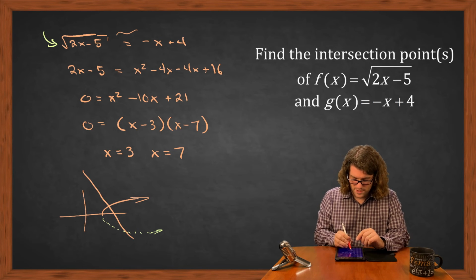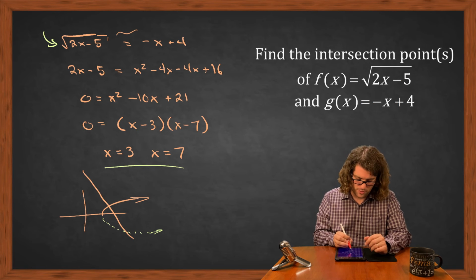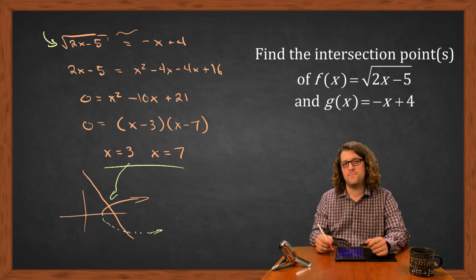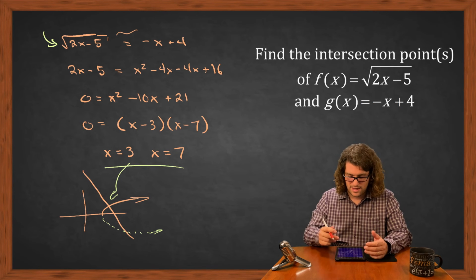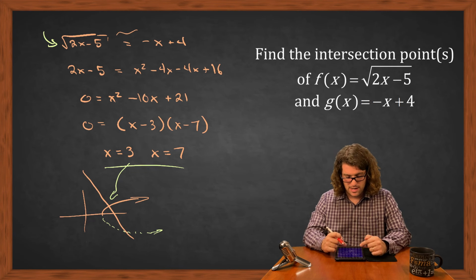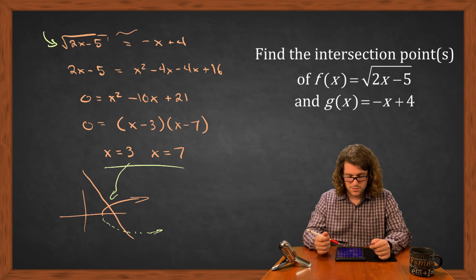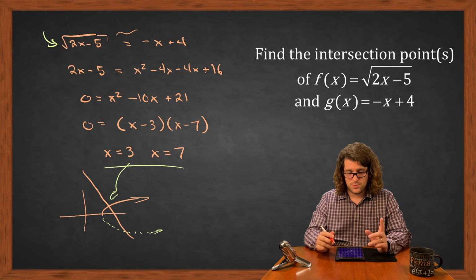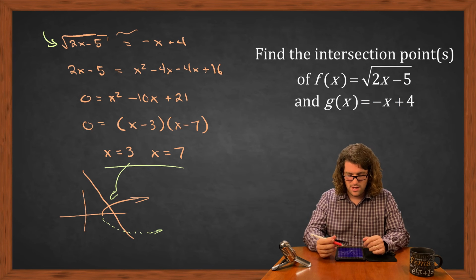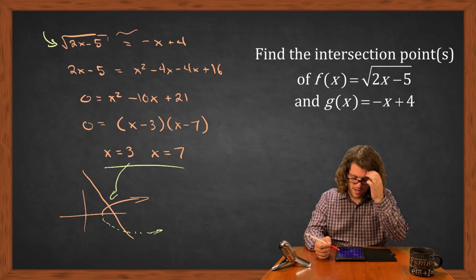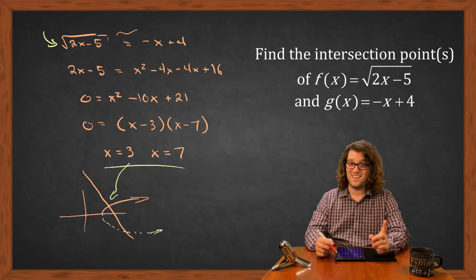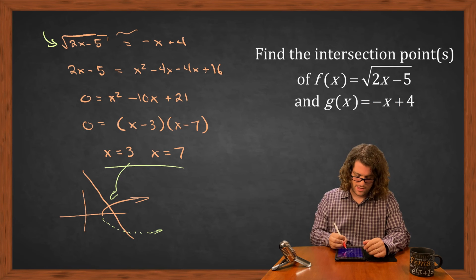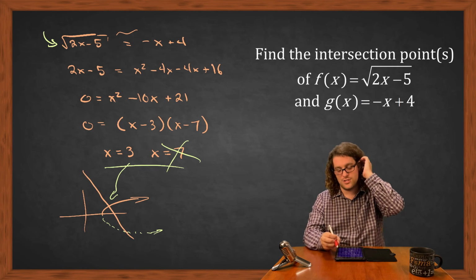And so which one of these corresponds to the top part? Well, with my little crummy sketch, you probably could guess that it's 3, but we should really test these values into the original function to see if that actually is the case. So if I put 3 into the original, I'm going to have 2 times 3 is 6, minus 5 is 1, square root of 1 is 1, that's good. Negative 3 plus 4 is 1, that works out well. If I put the 7 in, 2 times 7 minus 5 is 9, square root of 9 is 3, and then that is equal to negative 7 plus 4, which is negative 3. So 3 is equal to negative 3, that is a no-go. So our answer here is just 3.